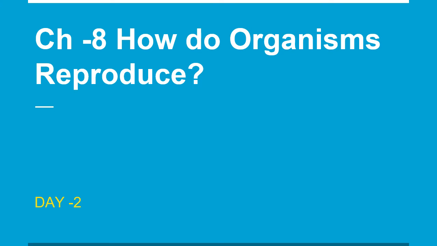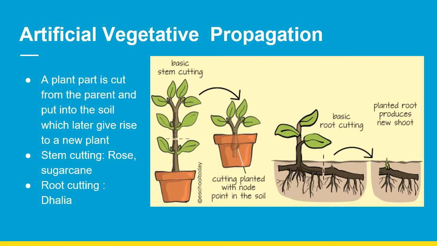Today we are going to start chapter 8, class 10 biology: How do organisms reproduce? Day 2. Last class we have seen natural vegetative propagation. And today we will start with the artificial vegetative propagation.